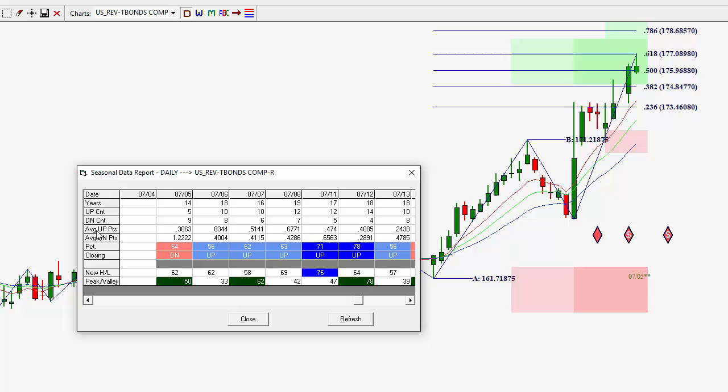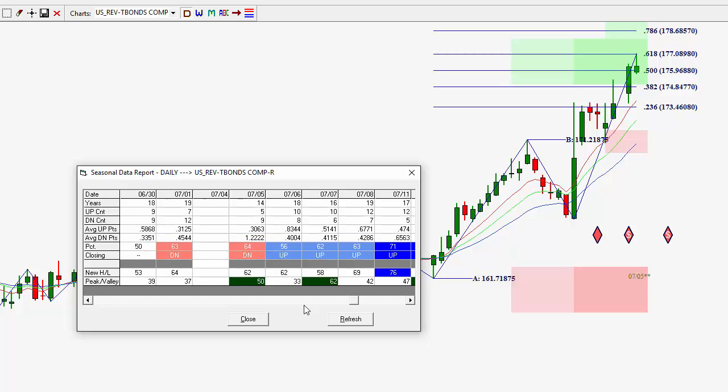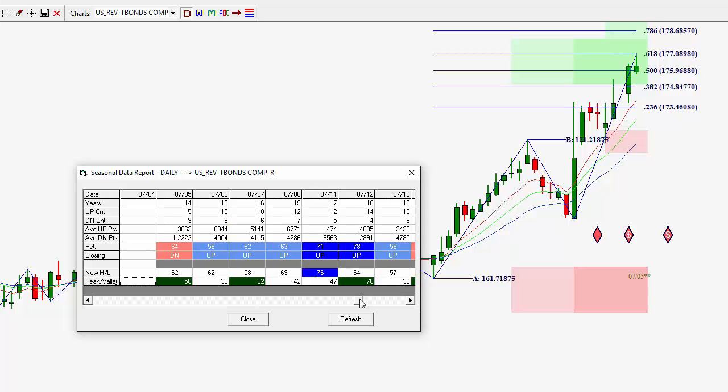In the seasonal data report and the provisions charting application that our premium members get to use, you can notice here that historically we got one direction here marked by these red boxes leading up to 7.5, and then the color changes to the blue here.